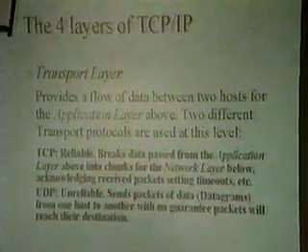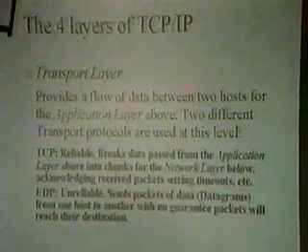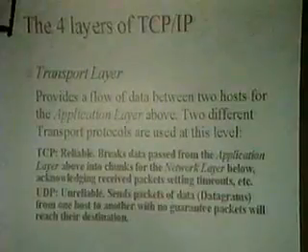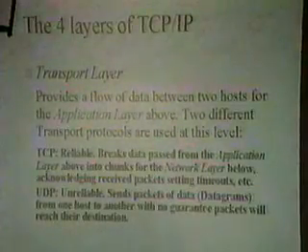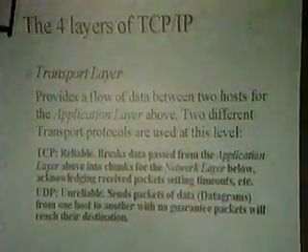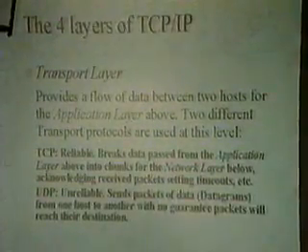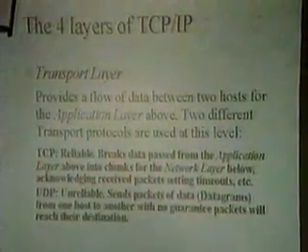This is considered to be very unreliable. It sends its packets of data, also known as datagrams, from one host to another. The problem with this is there's no guarantee that those packets that you're sending to that remote host are actually being received by that remote host.